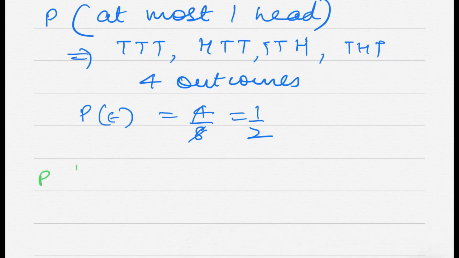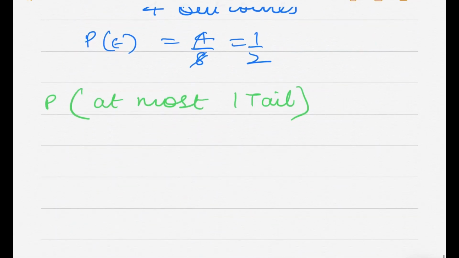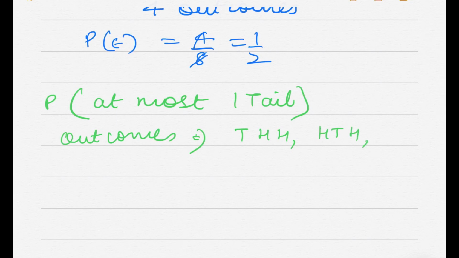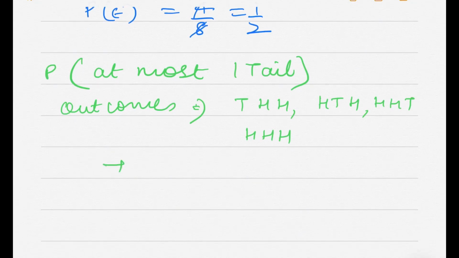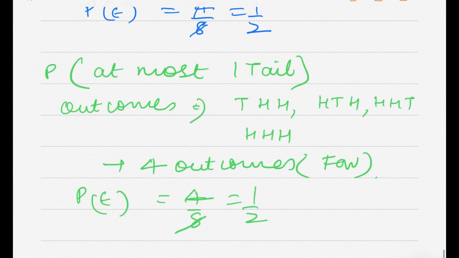Okay, let's move to the next part for at most. So now the probability of getting at most 1 tail. So what will be my outcomes here for at most 1 tail? It can have a maximum of 1 tail. So 1 tail means I have tail, head, head, and head, tail, head, maximum of one tail, and head, head, tail. But maximum of one tail means it can include zero tails also, head, head, head also, right? So again, four outcomes here. Four favorable outcomes, right? So now my probability of this event will be equal to 4 by 8. So this is equal to 1 by 2.